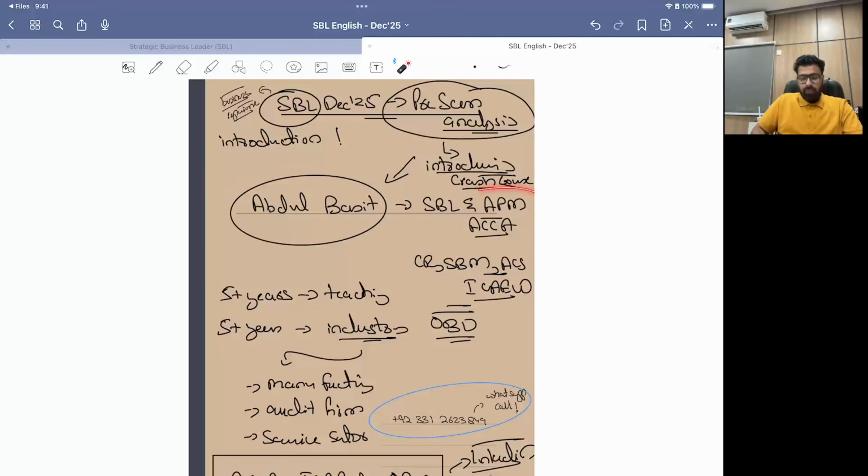I'm a tutor of SBL, APM, and ACCA, and CRSBM in ICAW. I possess 5 years of teaching experience and 5 years of corporate experience, and I've worked in many industries, so I could relate with this SBL paper because it's a practical paper. It's more like a project rather than a paper.